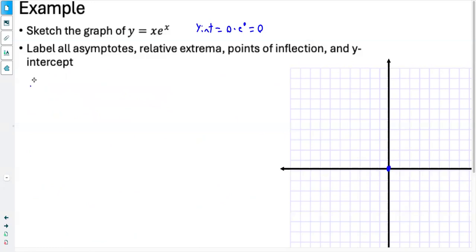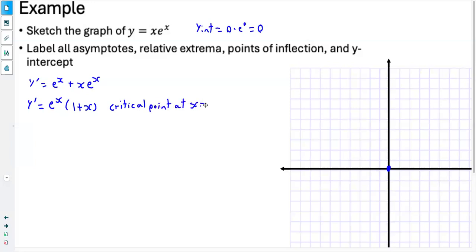Okay, so next we'll take our first derivative. So y prime would be, we have to use our product rule, so derivative of x is 1 times the second term, so just e to the x, plus x times our derivative of e to the x, which is e to the x. At this point, I can factor this because both terms contain e to the x, so we've got e to the x times 1 plus x. Therefore, we can say we have a critical point at x equals -1 because that's what makes this equation equal to 0.